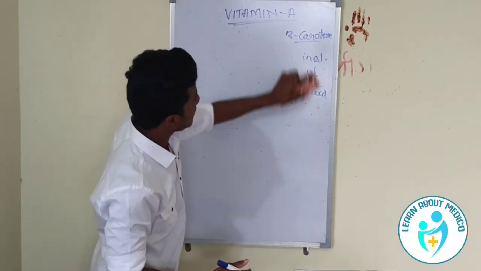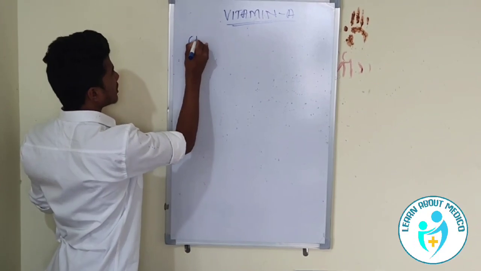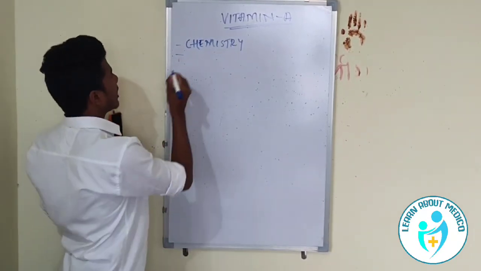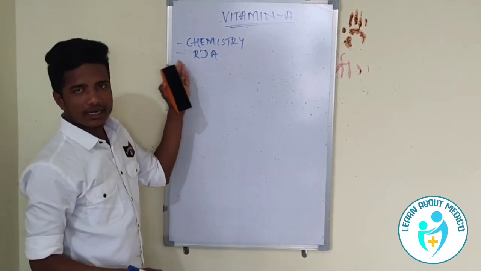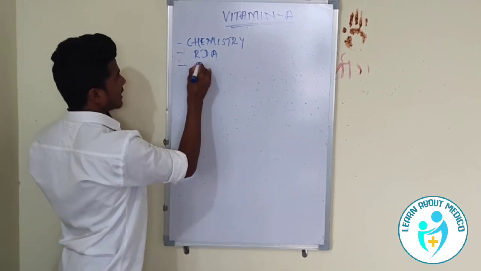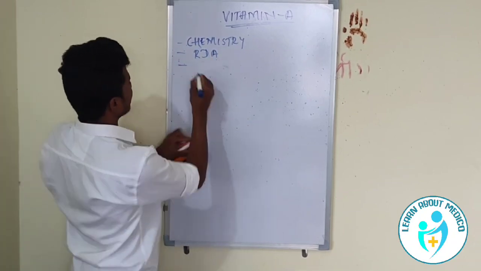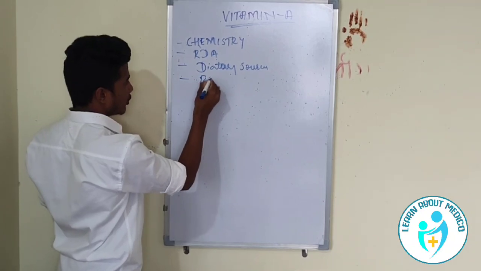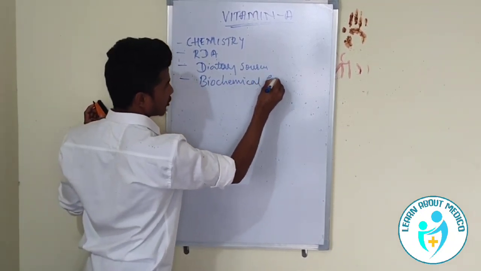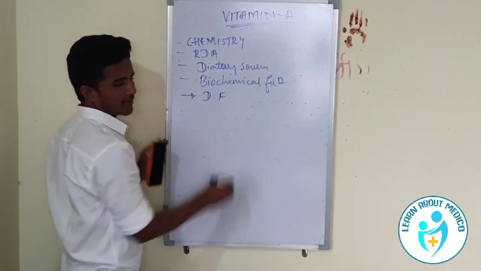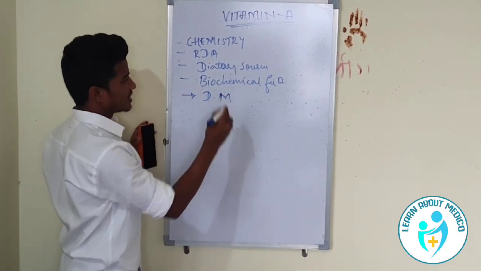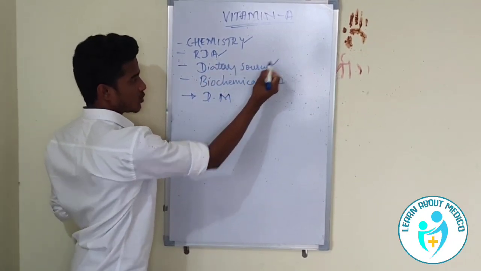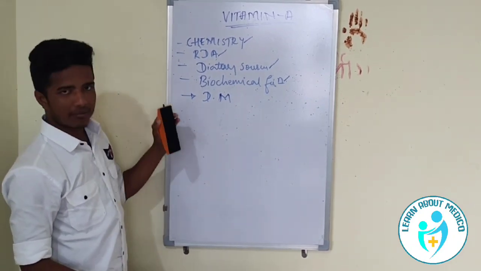For every vitamin, we are going to study step by step. First, the chemistry of the vitamin, then the RDA, that is recommended dietary allowance, then the dietary sources, then the biochemical functions, and after that the deficiency manifestations, meaning which diseases are caused by the deficiency of the vitamin.